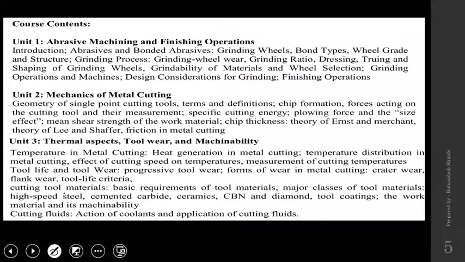In addition to grinding, we'll quickly go through a few finishing operation processes, like lapping, honing, and a few more. So we'll quickly go through those finishing processes as well.